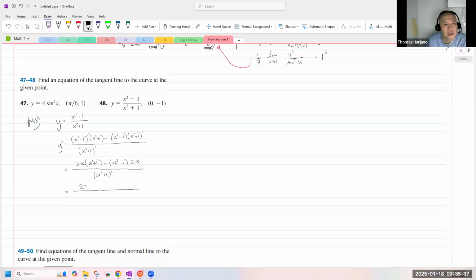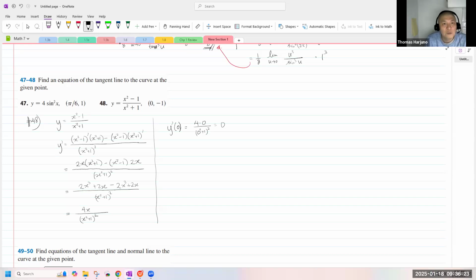Okay, this is 2x cubed plus 2x minus 2x cubed plus 2x, over x squared plus 1 squared. So the 2x cubed cancel, and we have 4x over x squared plus 1 squared. So that's the first derivative, right? Now the first derivative at 0, or at x equals 0 only, that's 4 times 0 over 0 squared plus 1 squared. So the slope is 0?